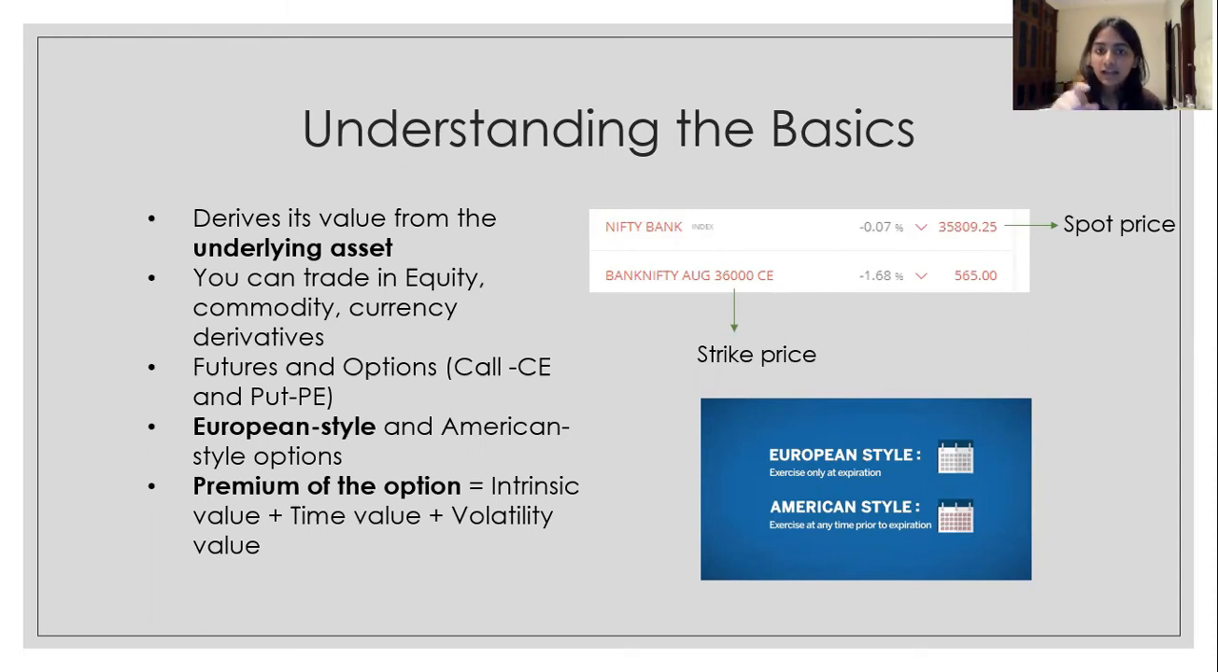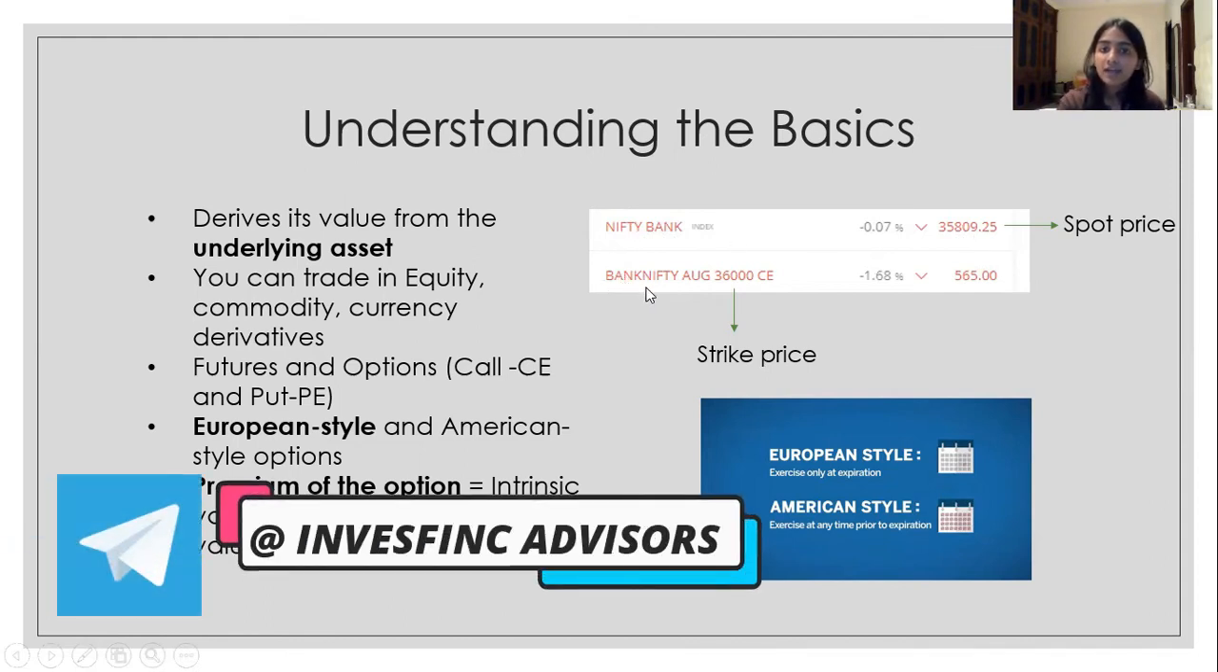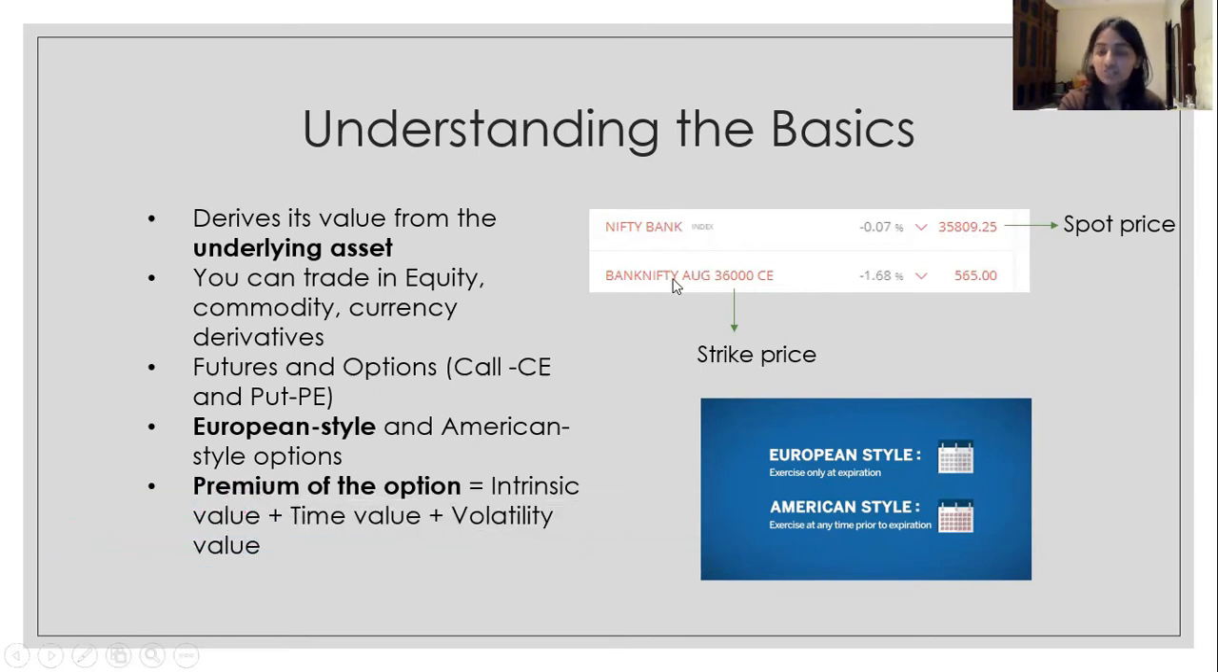So over here, I have Bank Nifty price, which is at 35,810. 35,810 over here is considered as the spot price. And over here, I have a contract, which is for Bank Nifty, August expiry, which is this month's end date. And 36,000 is the strike price, and this is a call option. This is priced at 565. So 565 is basically the premium of the contract.